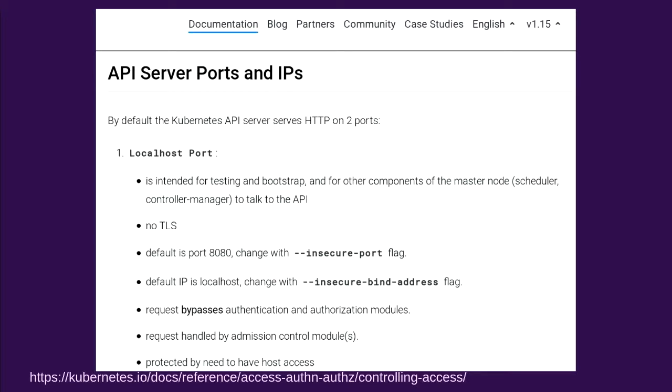The API, by default, serves on 2 different ports. It binds to localhost on port 8080, and it binds to the first non-localhost adapter with HTTPS. By default, though, that localhost bound port uses no TLS, it uses no authentication, and it has no authorization checks either. So if someone manages to pop a shell on your master node, they require no further information to be able to talk to that API and do whatever they want with it.